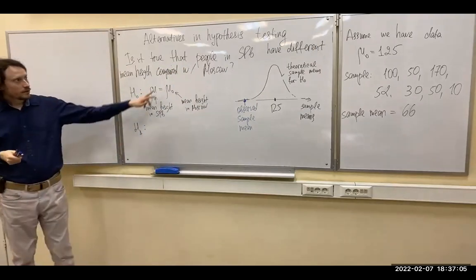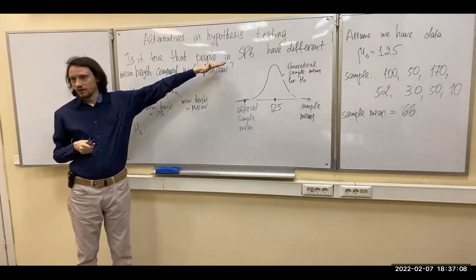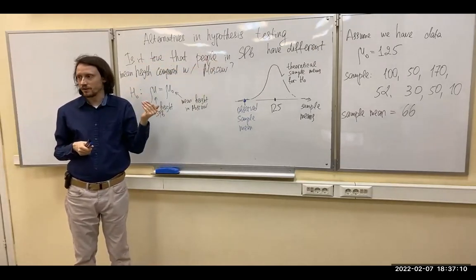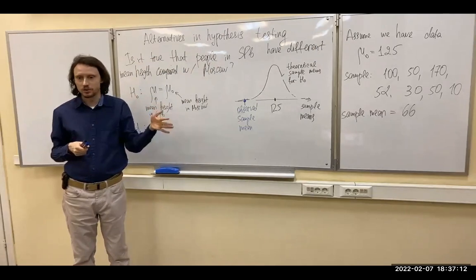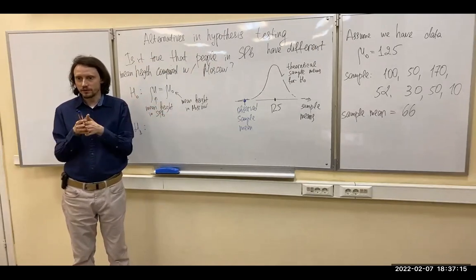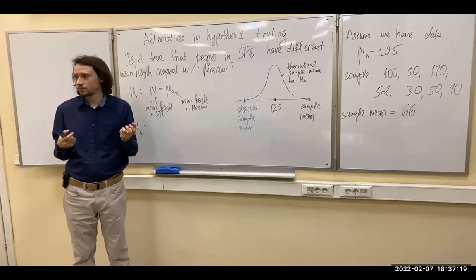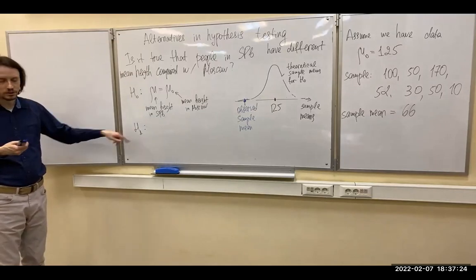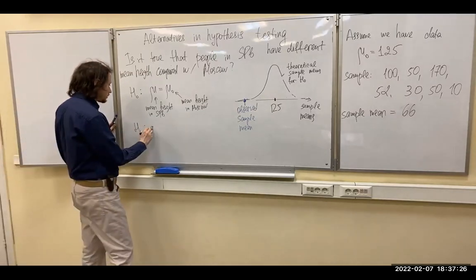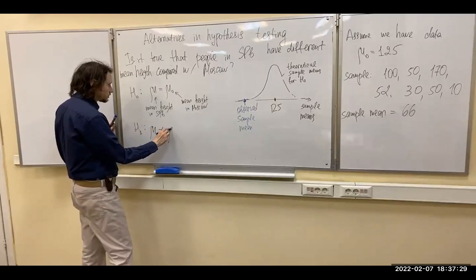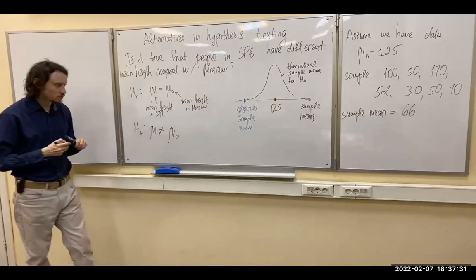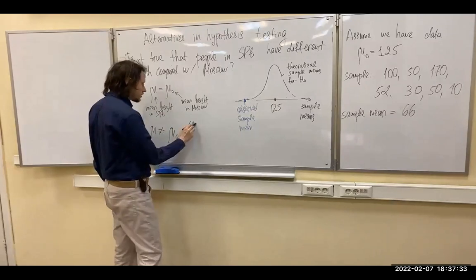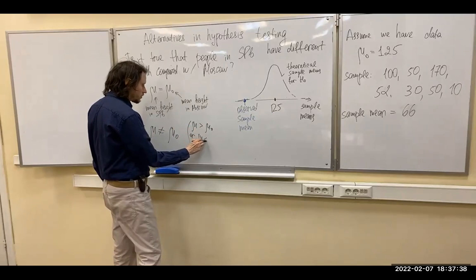So now we have a different question. Now we don't have this asymmetry in the question. We don't say that we are interested only in one outcome. We are interested now in both outcomes, and we want to understand which one is true. And in this case, the alternative is written in this form. This is mu not equal to mu naught. So both possibilities are interesting. Mu is larger than mu naught, or mu is smaller than mu naught.